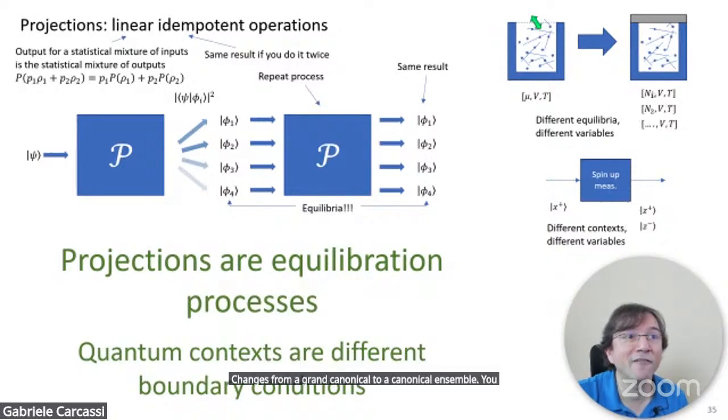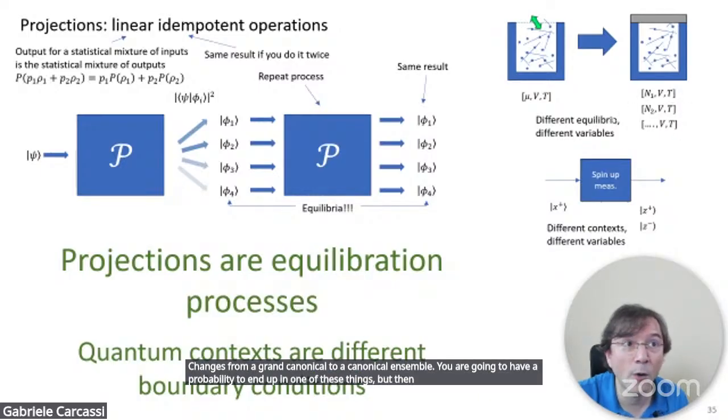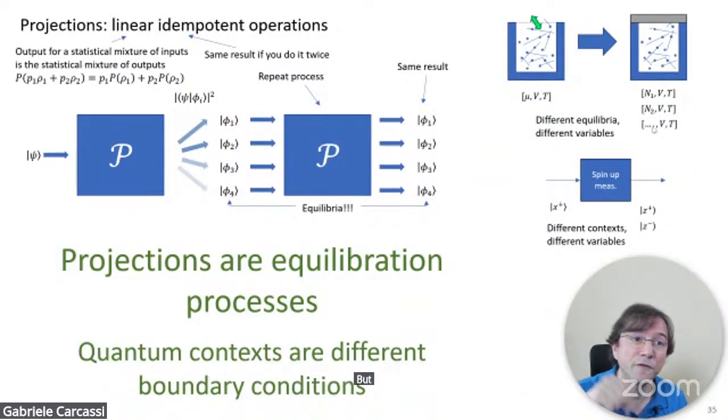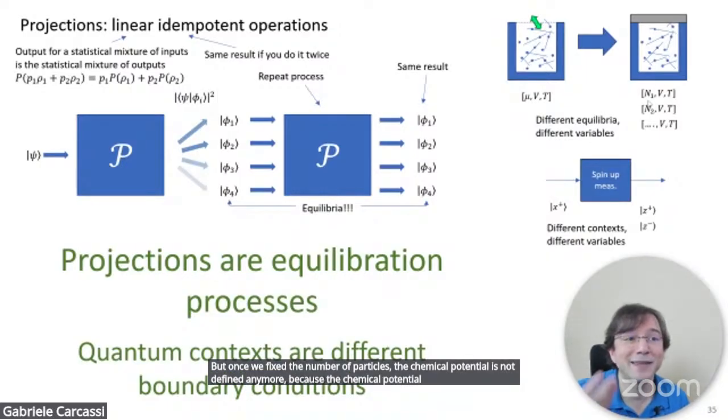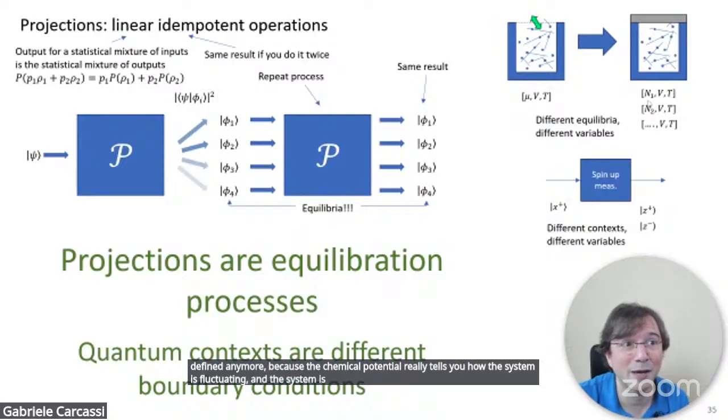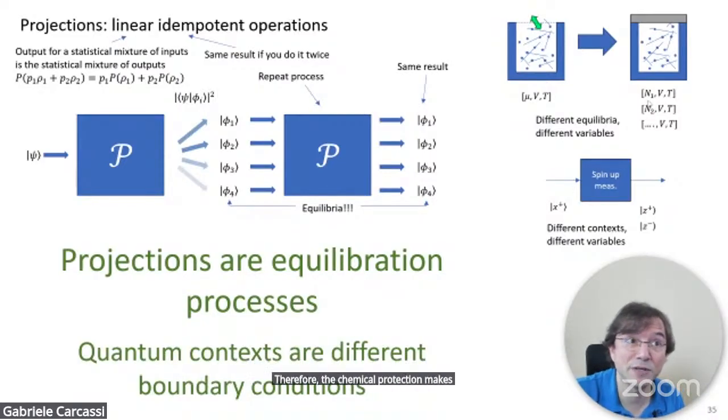You are going to have a probability to end up in one of these states, but then when you are in one of these states, you know that the number of particles is now fixed. But once we fix the number of particles, the chemical potential is not defined anymore, because the chemical potential really tells you how the system is fluctuating, and the system is no longer fluctuating in number of particles. Therefore, it makes no sense to define the chemical potential.